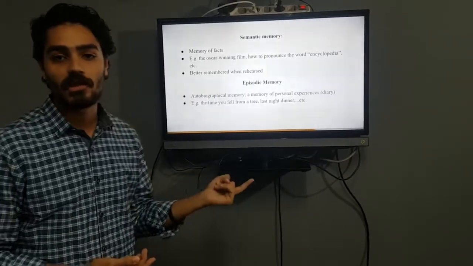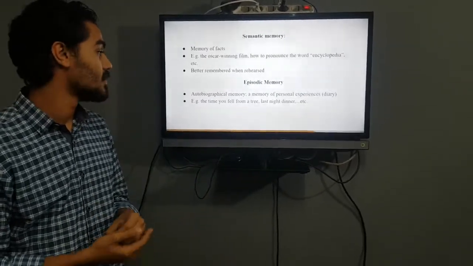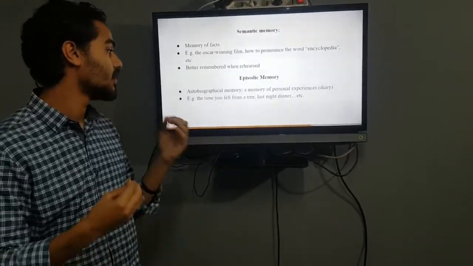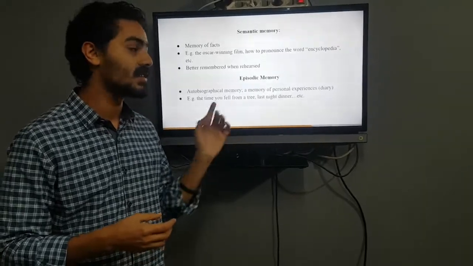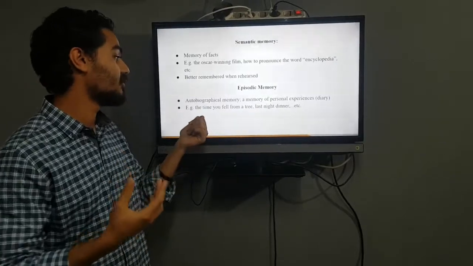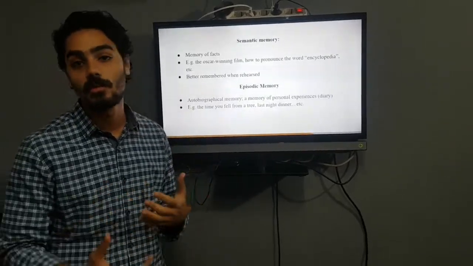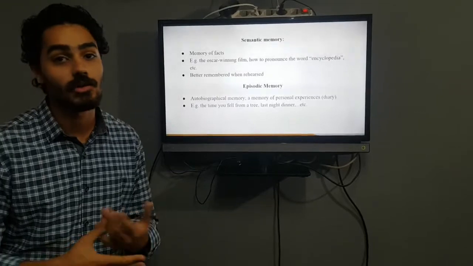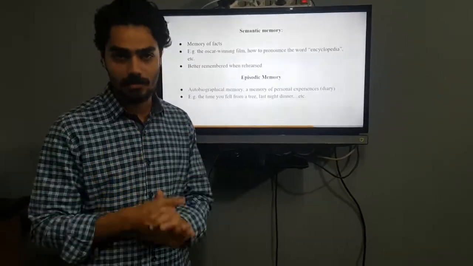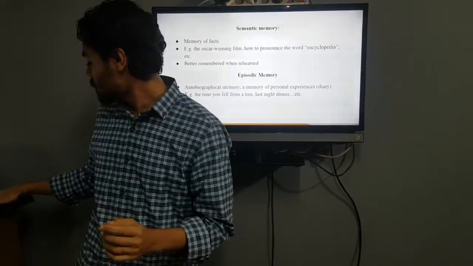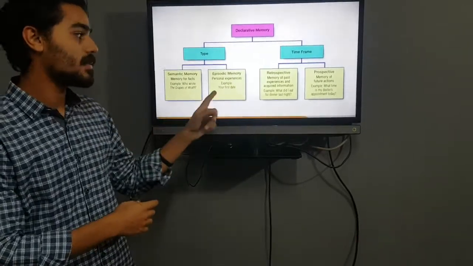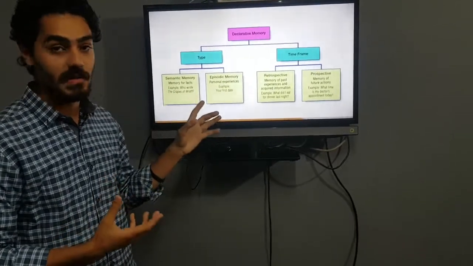The second type of declarative memory is episodic memory. It's basically a diary, an autobiographical memory, a memory of personal experiences. Examples make it clear: the time you fell from a tree, the first time you rode a bike, your birthday, your 11th birthday, and so on. It's a very personal memory. So there are two types: semantic memory, facts; and episodic memory, the personal experience.